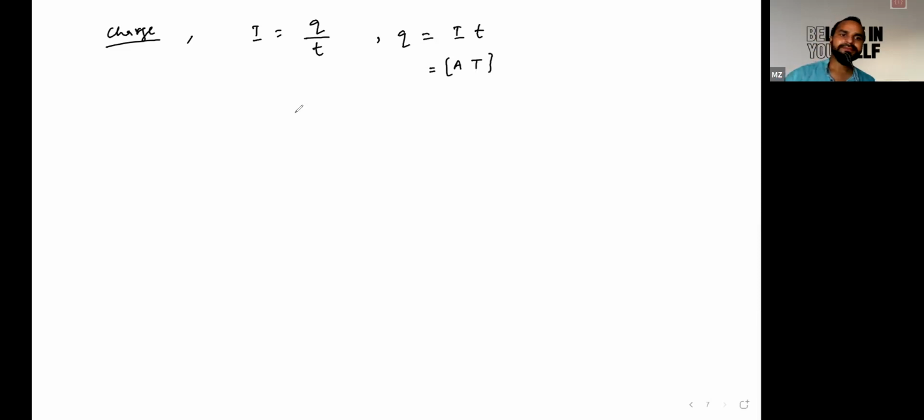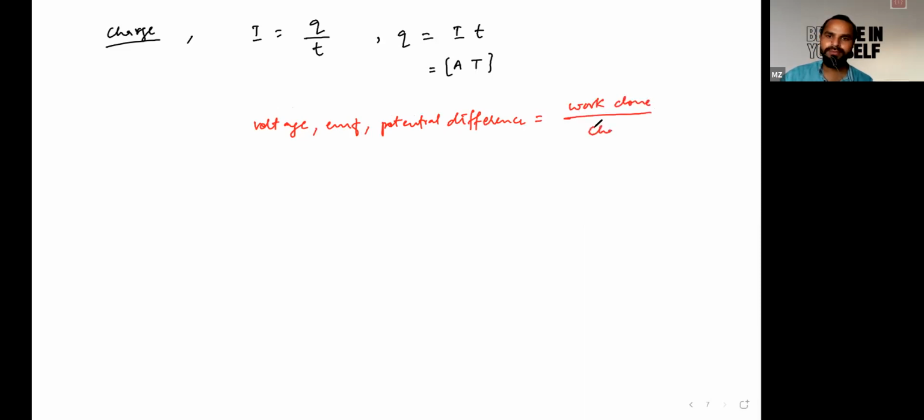The next term is voltage, EMF, and potential difference. These all define the same term. It is nothing but work done per unit charge. We have the dimension formula for work done and for charge. Just put them in and try to simplify. Try to solve, everyone.